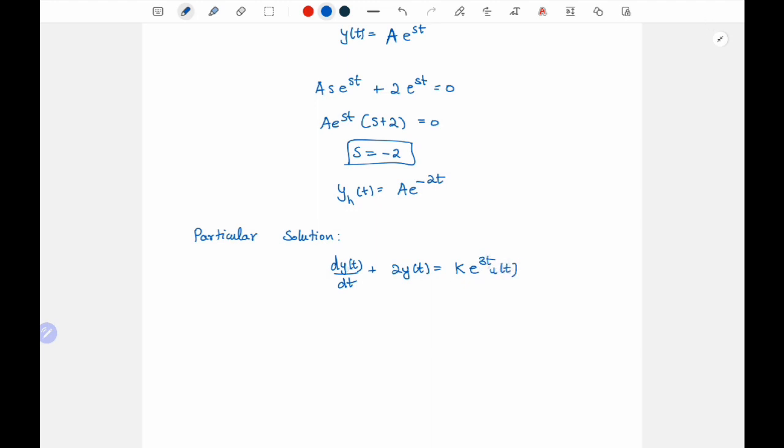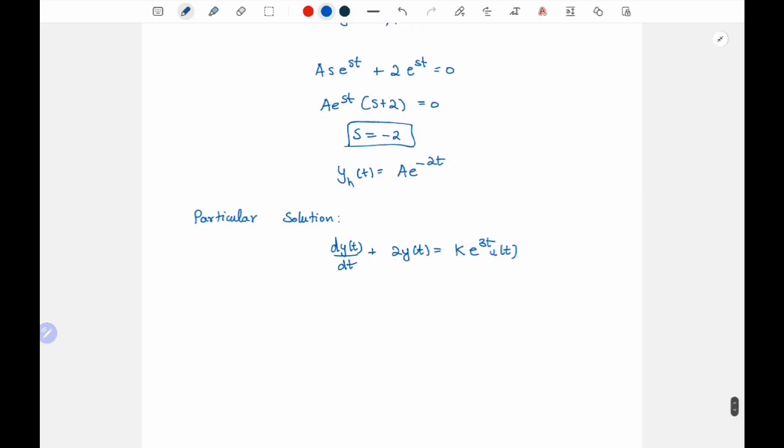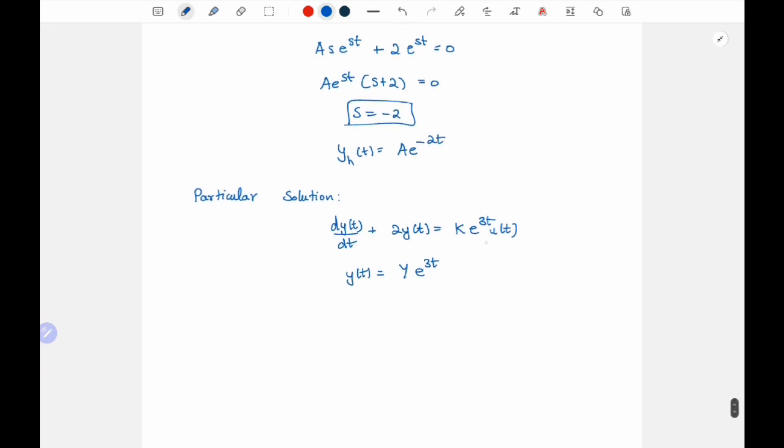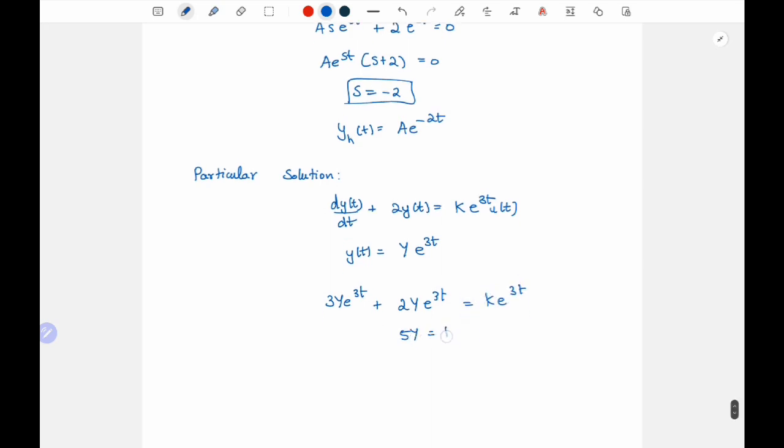So now we need to take this y of t in some form of the input itself. So we assume y of t is equal to some y e power 3t, and the u of t is there. So it means that the input is only coming after time t equal to 0. So for this case, we can still assume that it is still valid. So we'll get 3y e power 3t plus 2y e power 3t is equal to k e power 3t. So we get 5y is equal to k and y is equal to k by 5.